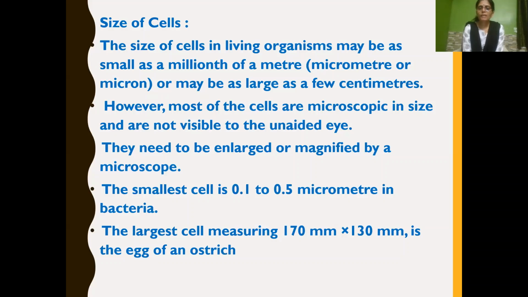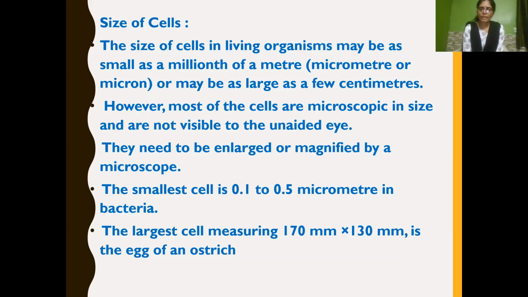The size of the smallest cell is 0.1 to 0.5 micrometer, that is the bacterial cell. Bacterial cell is the smallest cell. What is its size? 0.1 micrometer to 0.5 micrometer. And the largest cell, measuring 170 millimeter by 130 millimeter, is the egg of an ostrich.